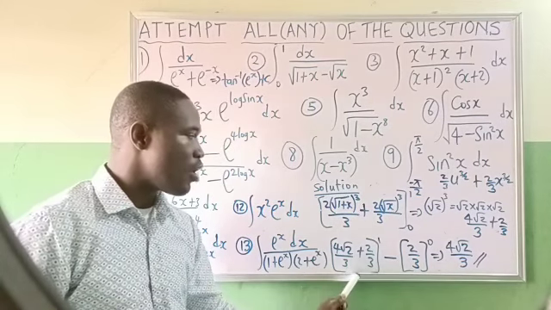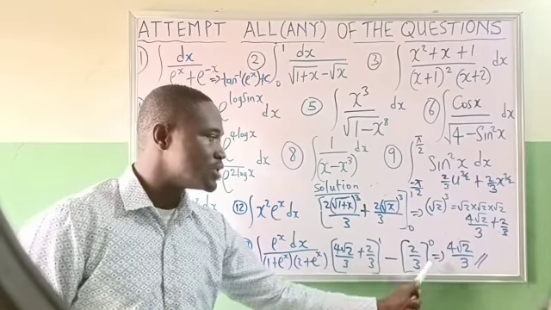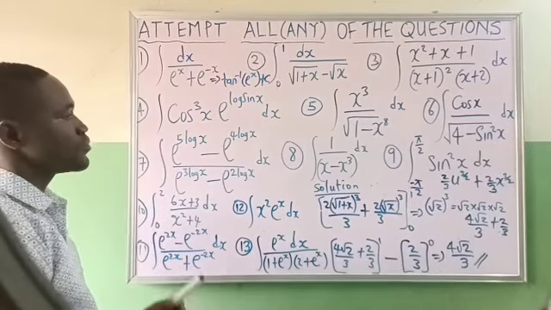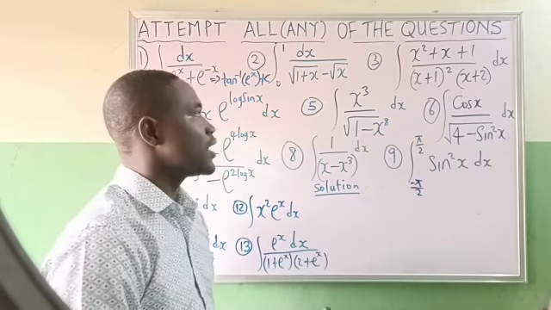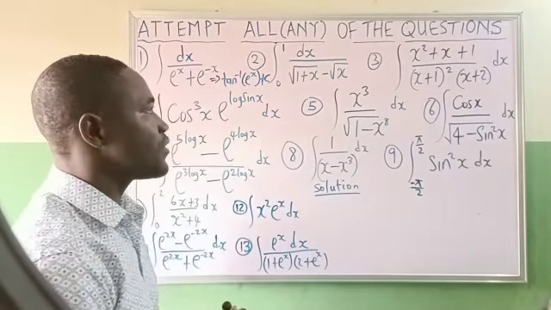Minus the answer you got for the upper limit with the one for the lower limit, you get your answer. Now to solve question number 3, you can see it is in compound fraction.